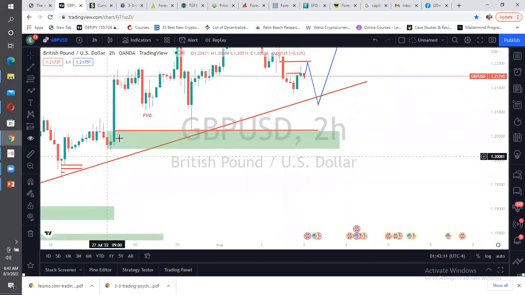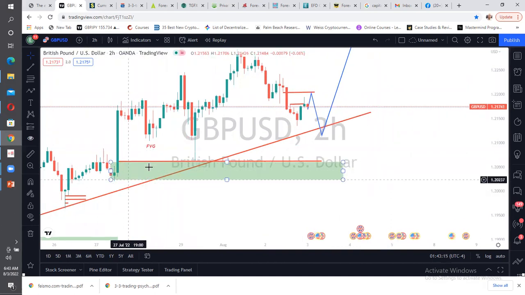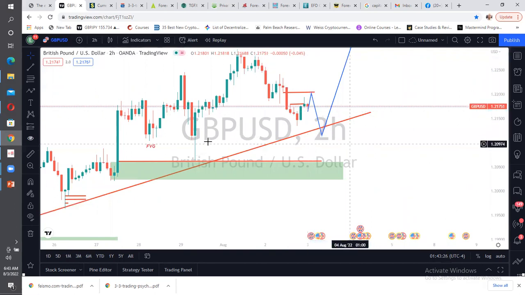But when I have this structure broken, then my bias will be to the downside, because this is the major structure that led to all this movement to the upside here. So this is what I'll be expecting from this pair. I want to see this push to the downside here, then to the upside.